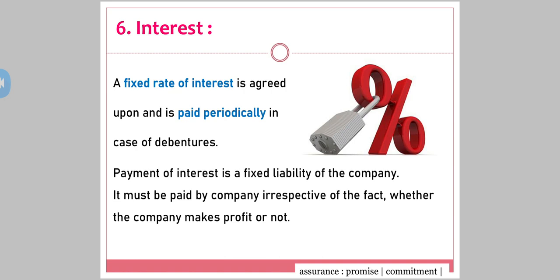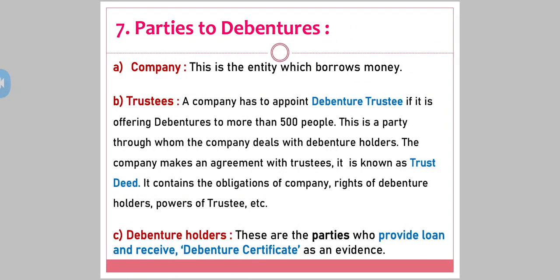Now see here, payment of interest is a fixed liability of the company. This is what I said. No matter whether the company is making profit or not, the company has to pay the interest to the debenture holder. It must be paid by the company irrespective of whether the company makes profit or not. The seventh point you have got is parties to debenture.